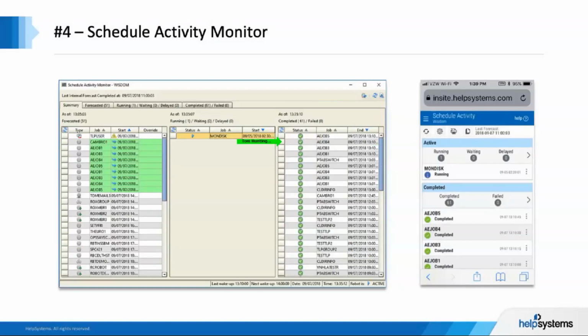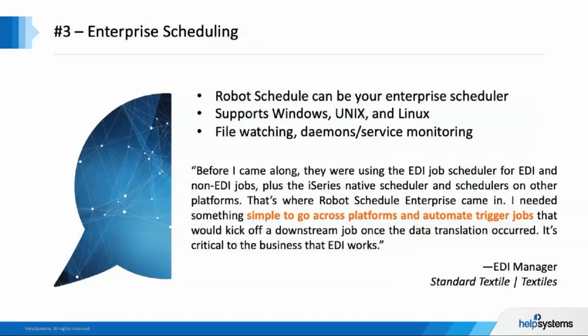And then over to the right here, we have what's recently completed. If it's red, that means it failed. Don't worry, you can drill into IBM i job logs right from here, or do that in the web-based interface also. So that's Schedule Activity Monitor. We know you'll love it once you get into it. Back over to you, Ash, to talk about enterprise scheduling.